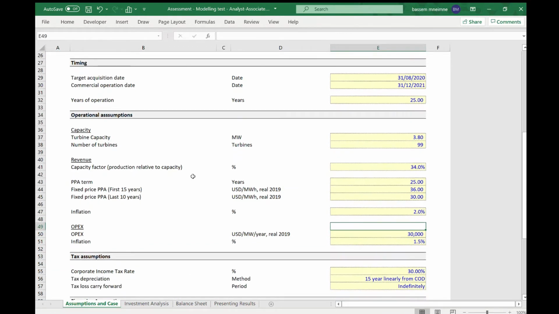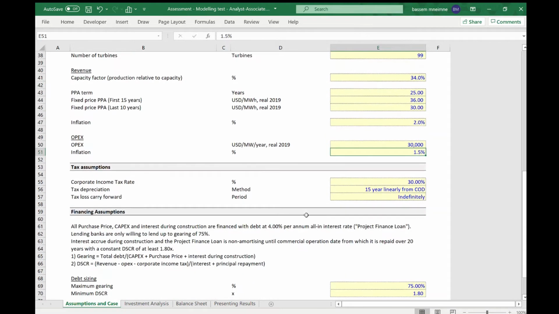The reason why I did that is because I want to be able to sensitize both and to have freedom to change it for both, to see how inflation will affect the project from the cost and from the revenue side. Typically it is depreciated linearly over time, and I included corporate income tax of 30% and a tax carry forward which is indefinite.